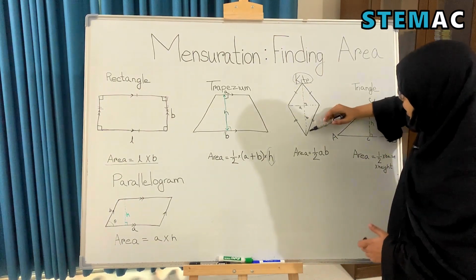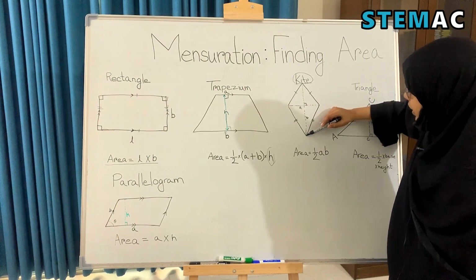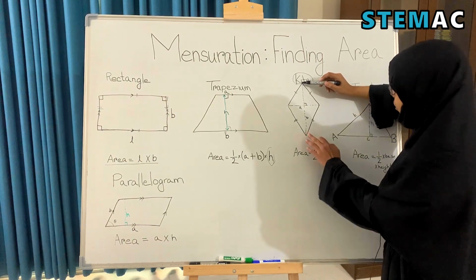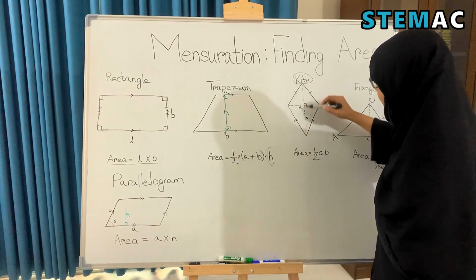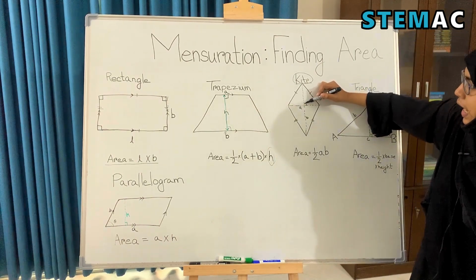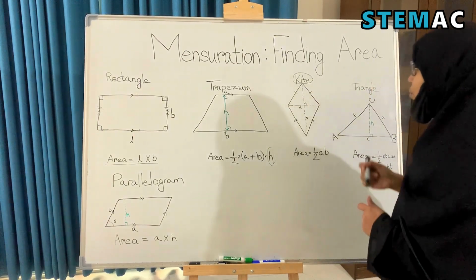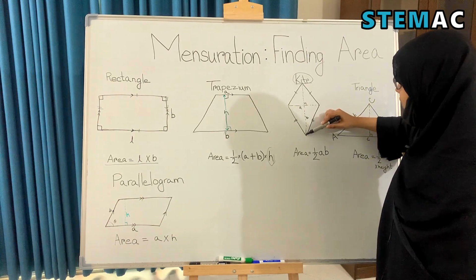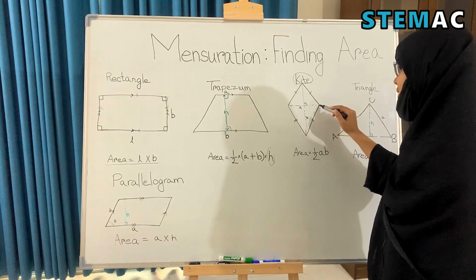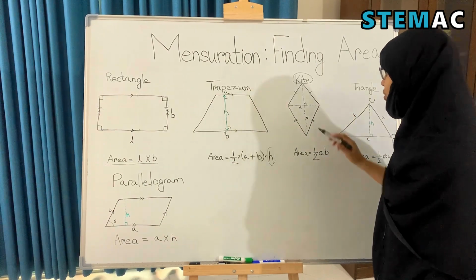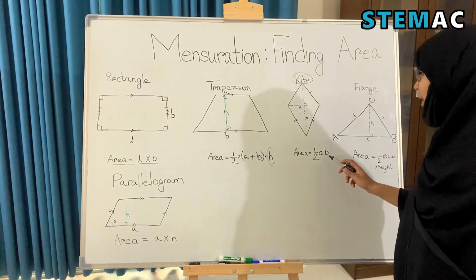Also, if we draw diagonals from this vertex to this vertex, the two opposite vertices and the other two opposite vertices, the diagonals are 90 degrees to each other. And if we know the length of the diagonals, let us say the length of this diagonal is B, and the length of this diagonal is A, we can find the area of the kite, and that is half into A into B.